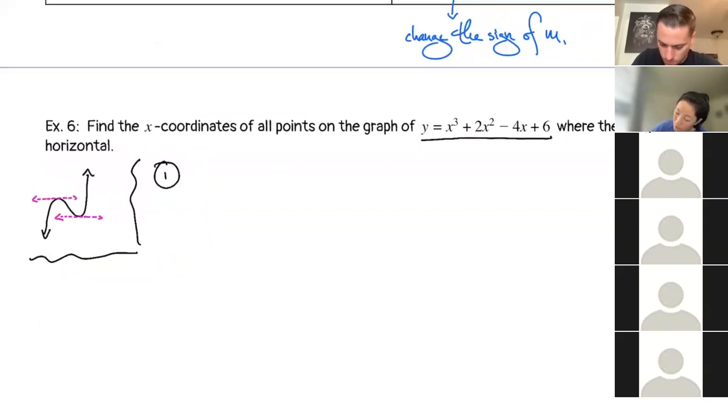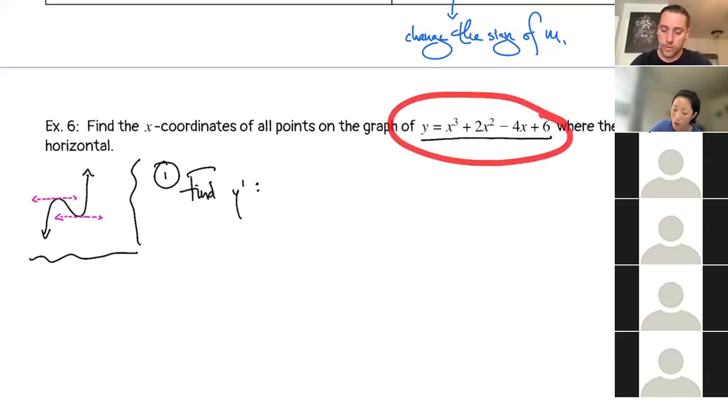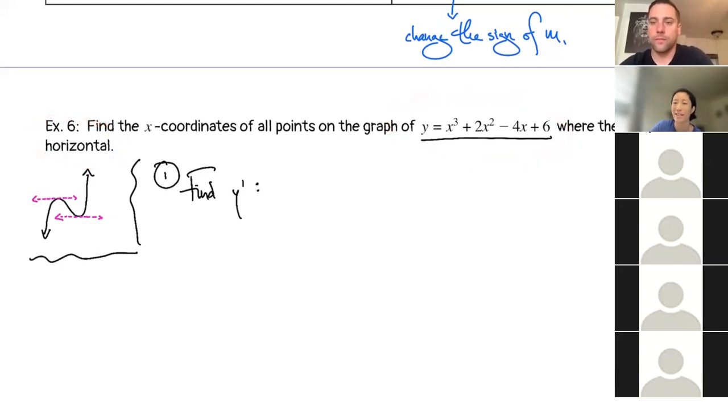I would say that a good first step might be to find y prime. All right, now why would I want to find y prime? Y prime is the derivative, and if you find anywhere where the derivative is 0, that's where those spots are. Exactly, exactly. So let's find that derivative, because once we find our derivative, because we're looking for horizontal slopes, we're going to set that equal to 0. Okay, so let's find our derivative.